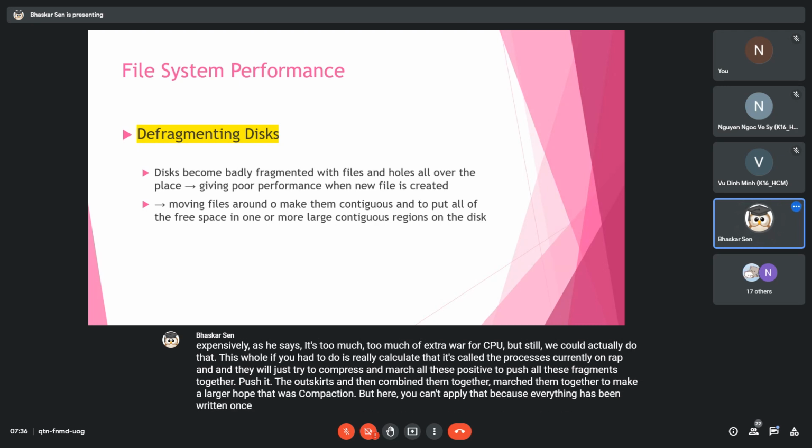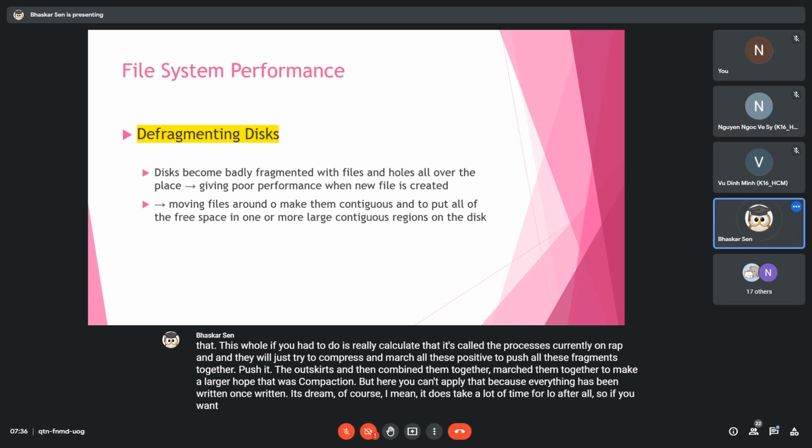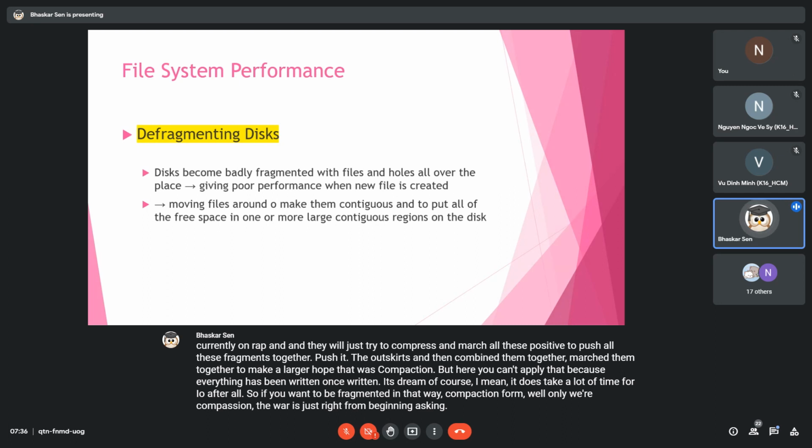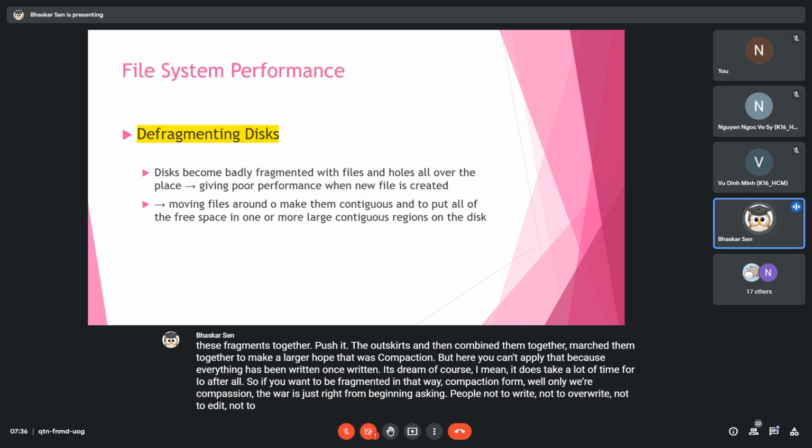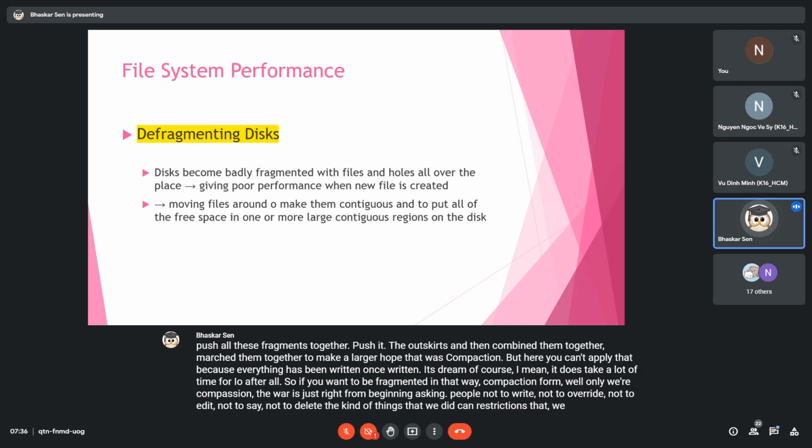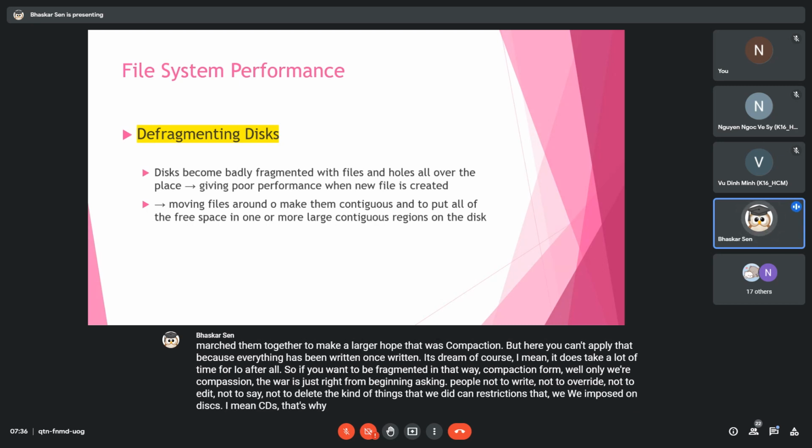Once written, it's written. Of course, it does take a lot of time. It's an I/O after all. So if you want to defragment it in that way, compaction won't work. The only way compaction may work is right from the beginning, asking people not to write, not to overwrite, not to edit, not to save, not to delete. Those were the kinds of restrictions we imposed on disks, I mean CDs. That's why we used to call them compact disks. But that's not possible now.